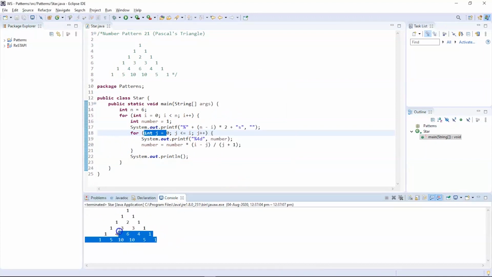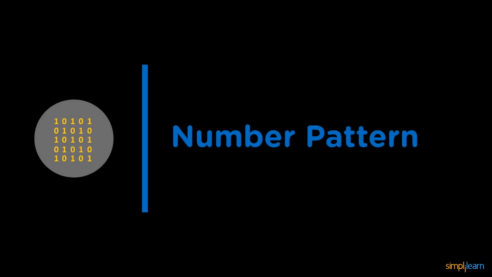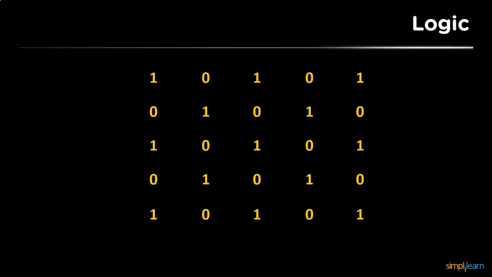So you can see the program got successfully executed and the Floyd's triangle has been successfully constructed here. Now let us move ahead and check out the next pattern in our list. The next pattern in our list is a box which is made up of binary numbers. Now let us understand the logic for it first.